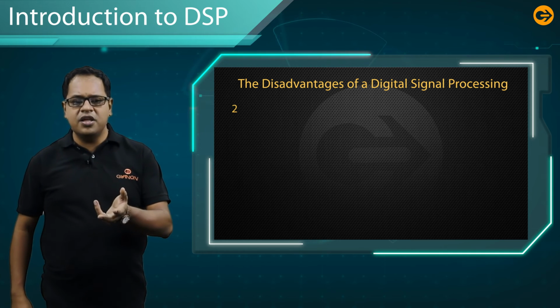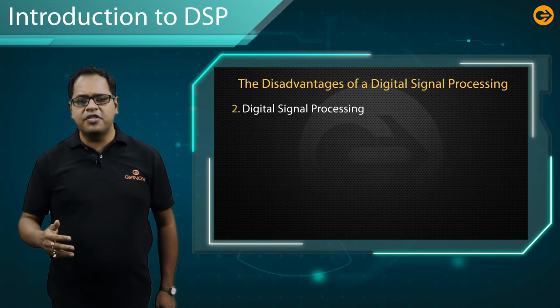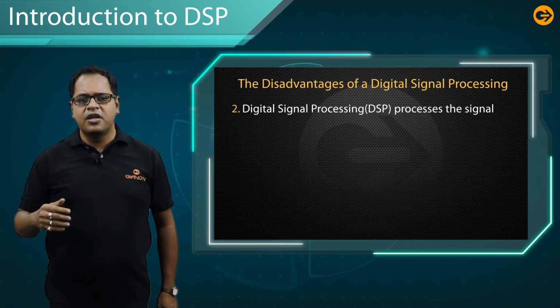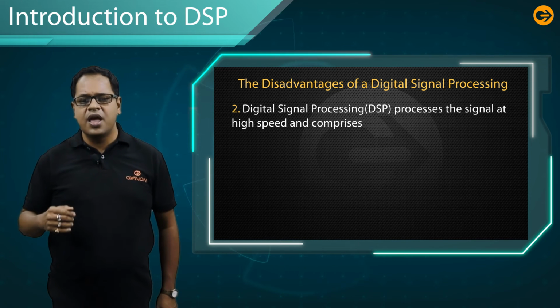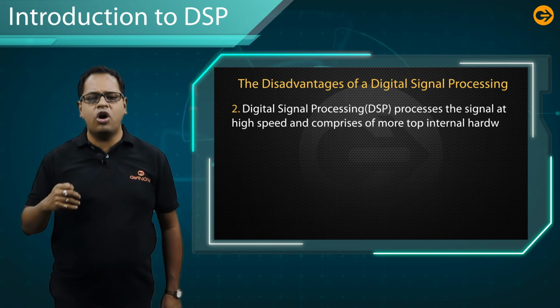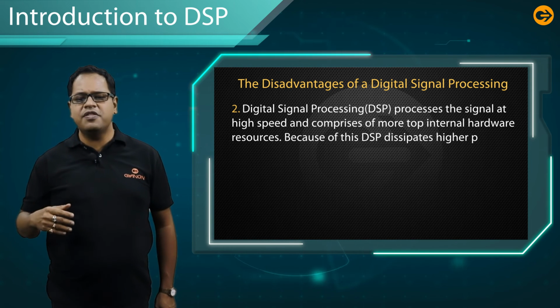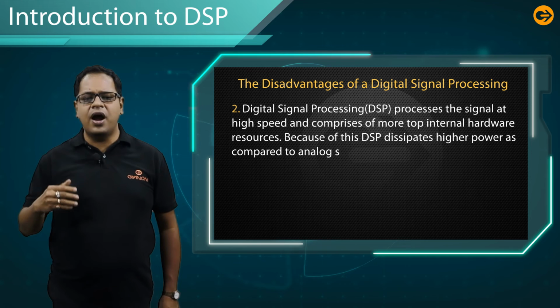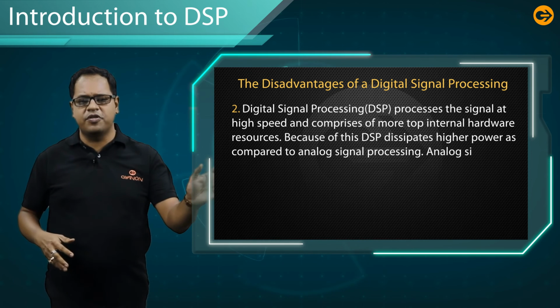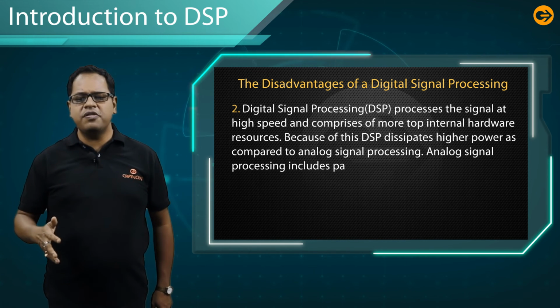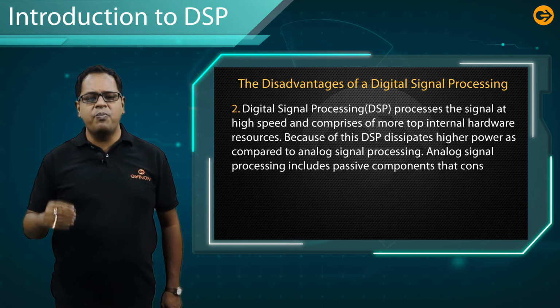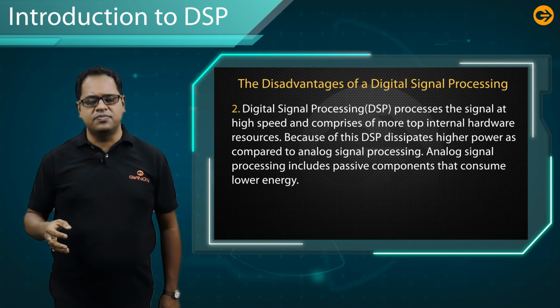Number two disadvantage is digital signal processors process the signal at high speed and comprise more hardware resources. Because of this, DSP dissipates higher power as compared to analog signal processing. Analog signal processing includes passive components that consume lower energy.